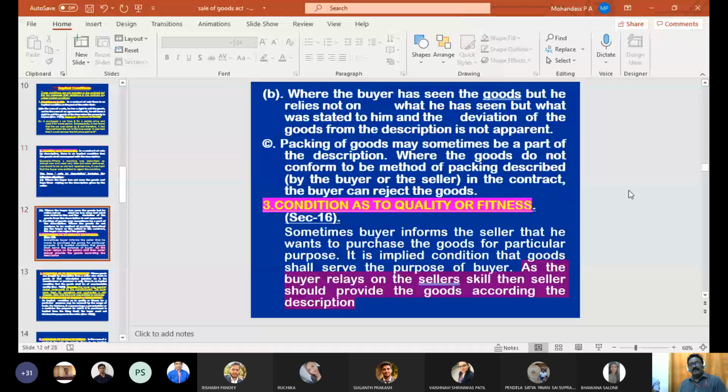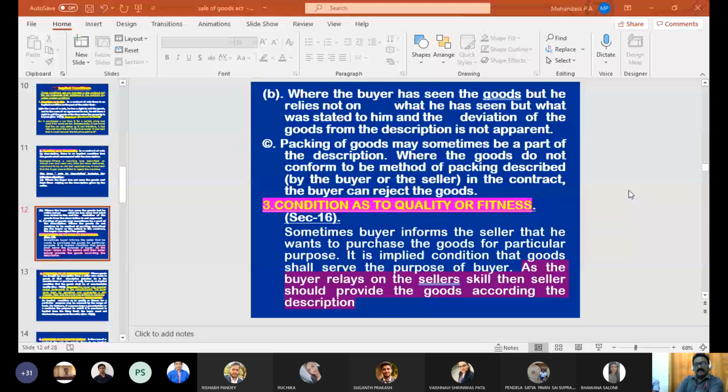What is the third one? Condition as to quality and fitness. Let us take an example of a very illiterate, poor, hapless lady from some remote village in India. This hapless lady has a baby, an infant, and she has to feed that baby. Unfortunately, there is some issue now.